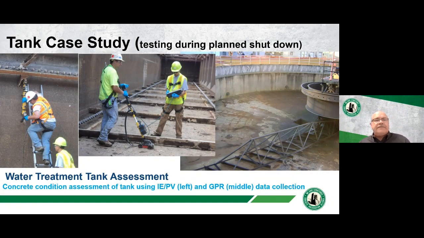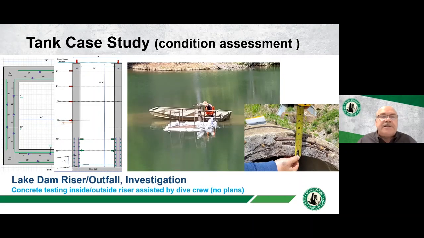Here's another case study of some tanks that are taken out of service during an outage. A mixing tank, a flock tank, a settling tank. Again, on the left, we've got the impact echo pulse velocity and then the high frequency GPR put together. That's a good condition assessment.